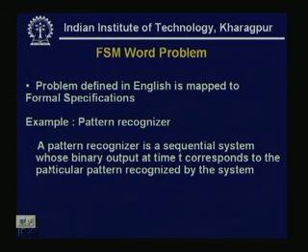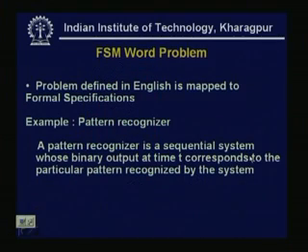So, now we see the FSM word problem. A problem defined in English is mapped to a formal specification. Say it is a pattern recognizer. Pattern recognizer means we have to construct one machine where, if a particular pattern is fed, then only one output will be generated, otherwise the machine will always generate a 0 output.